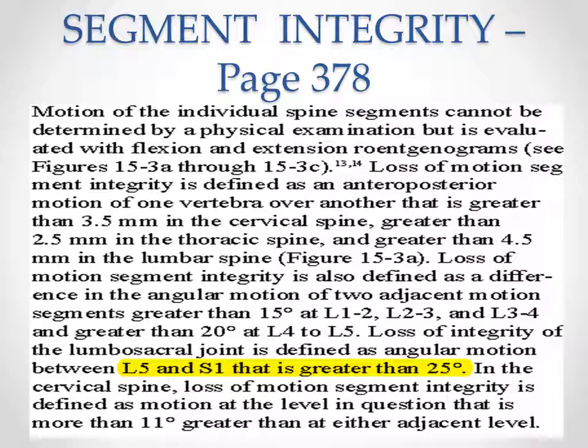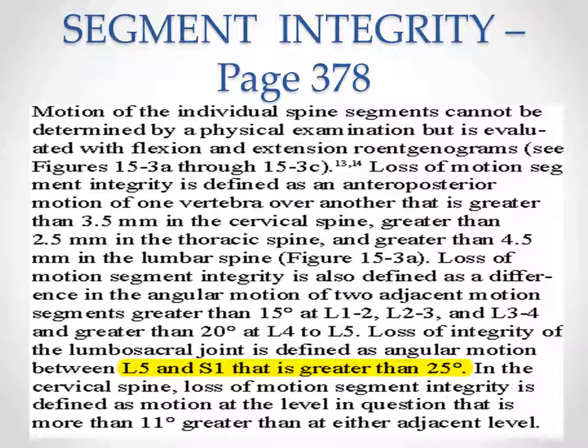So let's talk about the angular motions. Loss of motion segment integrity is also defined as a difference in the angular motion of two adjacent motion segments greater than 15 degrees at L1-L2, L2-L3, and L3-L4, and greater than 20 degrees at L4 to L5. Loss of integrity of the lumbosacral joint is defined as angular motion between L5 and S1 that is greater than 25 degrees. So here the AMA guides give us what they consider to be normal motion and what they consider to be excessive motion.